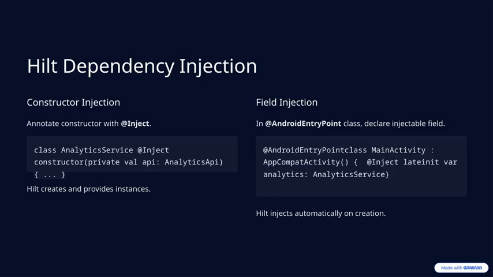Moving on to field injection, this is another way to inject dependencies. In an @AndroidEntryPoint class, like an activity, you declare a field that you want to inject by annotating it with @Inject and using lateinit var. For instance, in MainActivity, you would have @Inject lateinit var analyticsService. When the activity is created, Hilt automatically injects the instance for you. Overall, both methods streamline dependency management, making our code cleaner and more modular. They connect directly to our main theme of simplifying complex dependency graphs in Android development with Hilt.